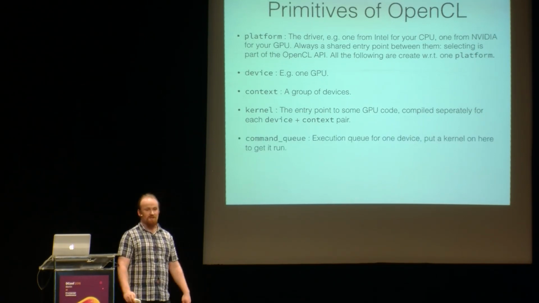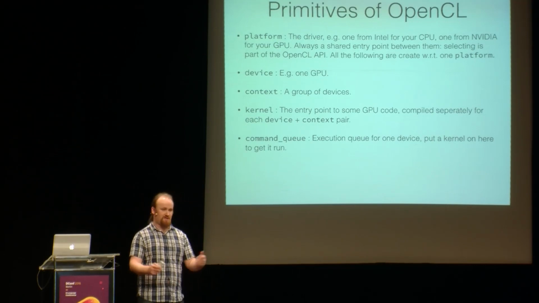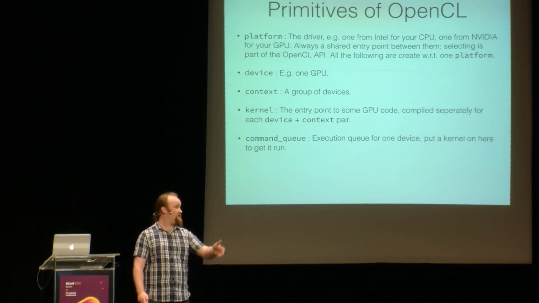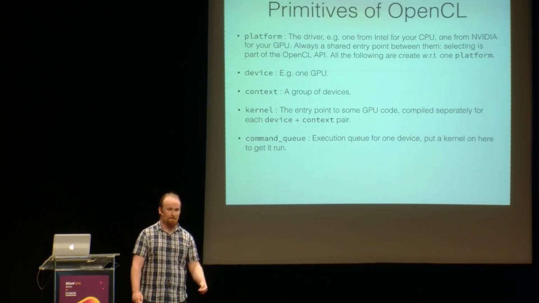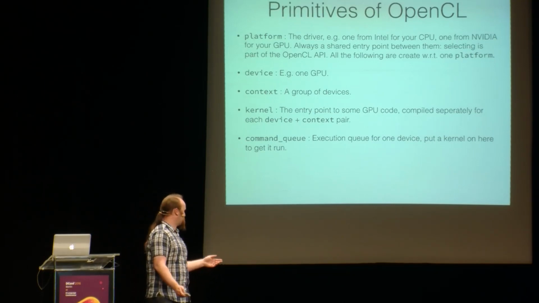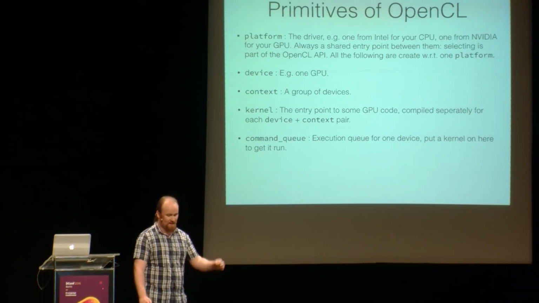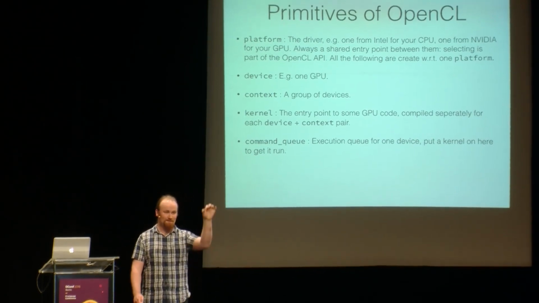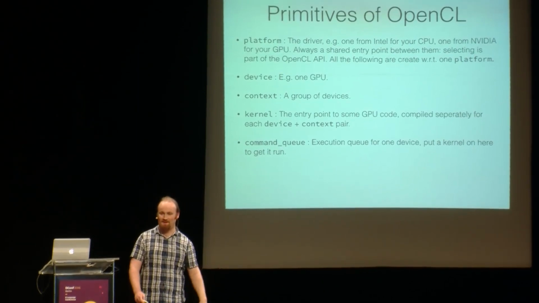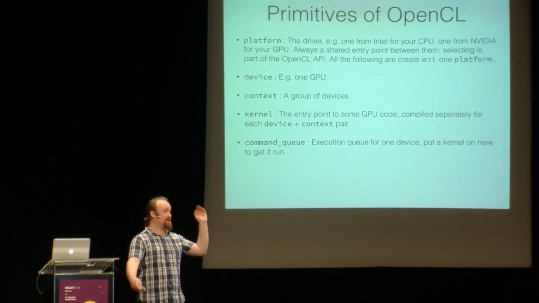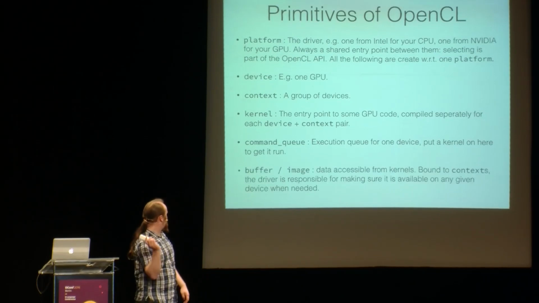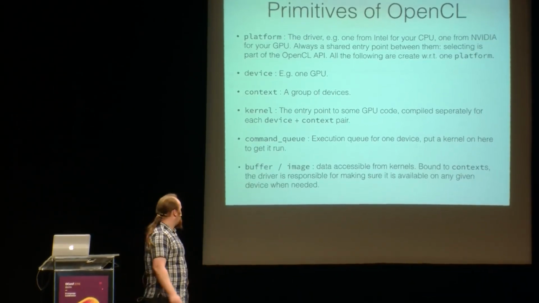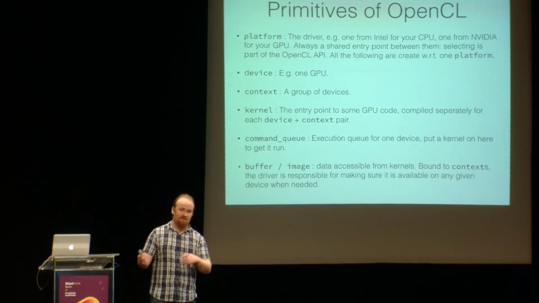Command queue. OpenCL manages all of your scheduling for things to run on the GPU. So it has a queue per device. Again, oversimplifying a bit, but there's a queue per device, and you can effectively drop a kernel in and say, please execute this on that device. And you could queue a whole bunch of things up. And then there's buffers and images. That's your data.